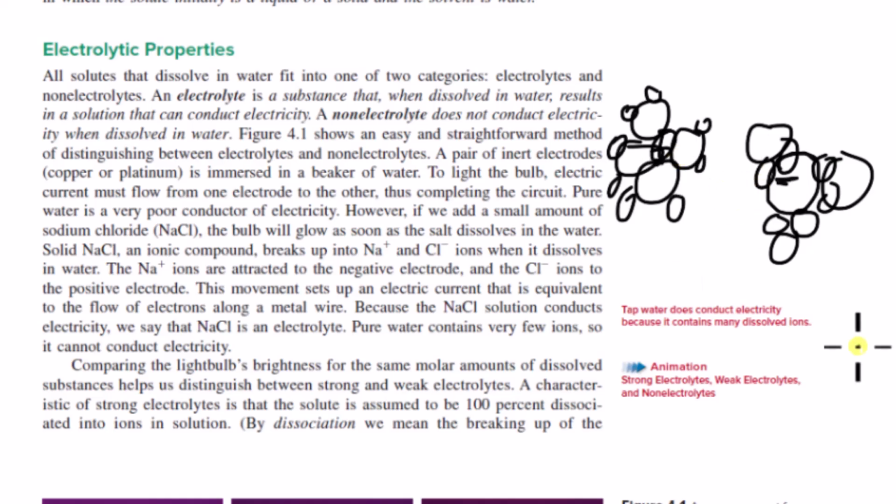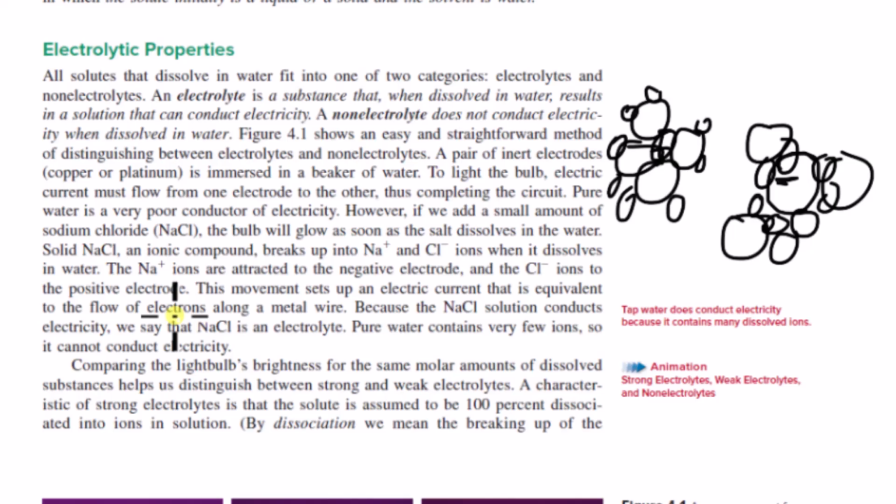You have these hydrated ions in solution. And what they're saying is that with the electric potential applied, the positive ions migrate towards the negative electrode, and the negative ions migrate towards the positive electrode. And that's how the circuit is created.